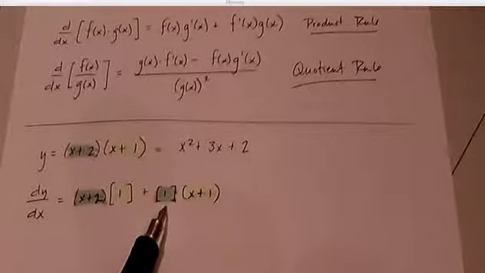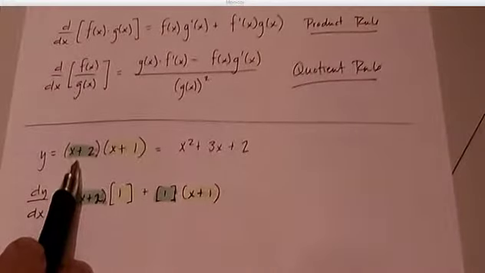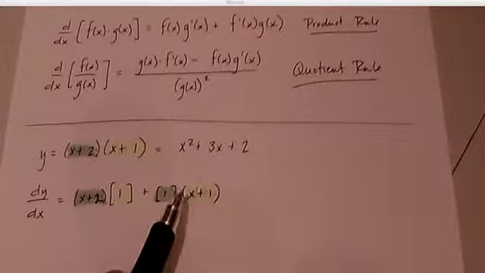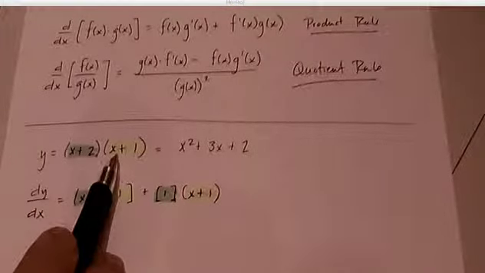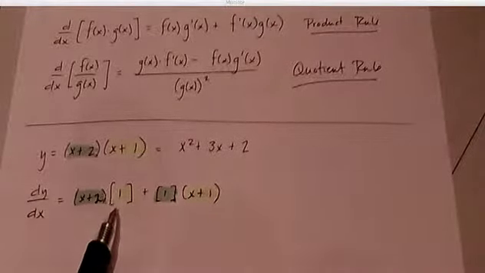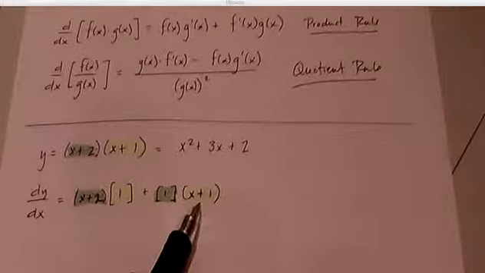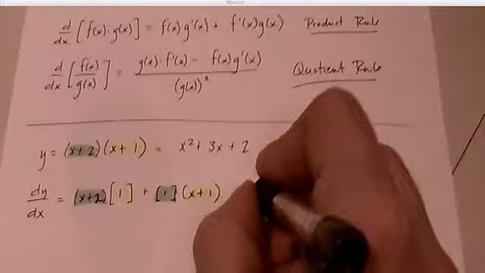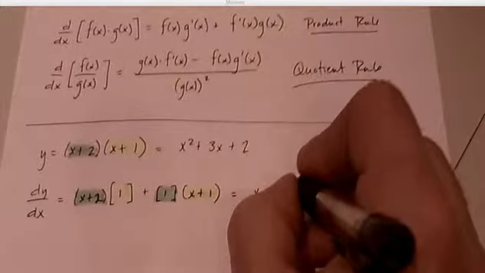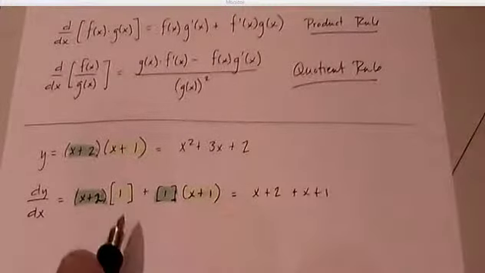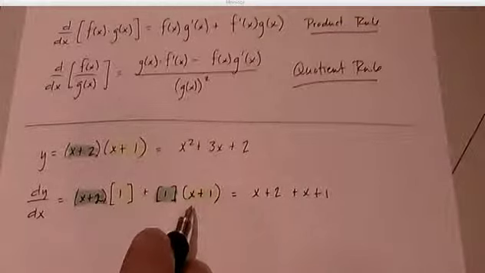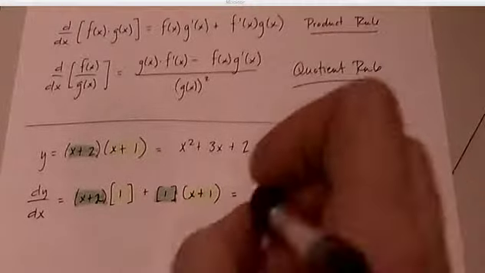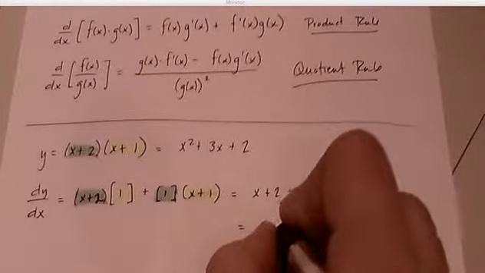So in terms of our formula up here, the x plus 2 is my f. So here's my f, here's my f prime. This is my g right here. So here's my g prime, and here's my g. And so that matches up perfectly with what's above. And so I just have x plus 2 plus x plus 1, because both of those binomials get multiplied by 1. And therefore I have 2x plus 3.